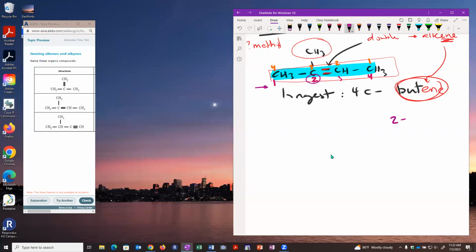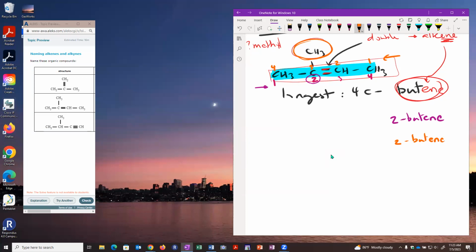So this would be 2-butene. If I go from right to left, the double bond still starts on carbon 2, so it's still going to be 2-butene. Either way, I get 2-butene. But now I have to account for this methyl. The primary thing when it comes to the numbering is to give the lowest number possible to the carbon that starts the double or the triple bond. In either case, 2 is going to be the lowest number. Now we need to give the lowest number possible to the methyl.